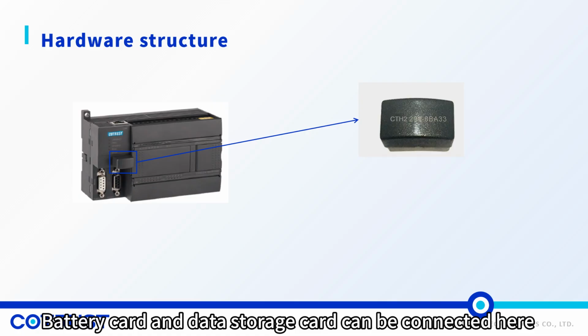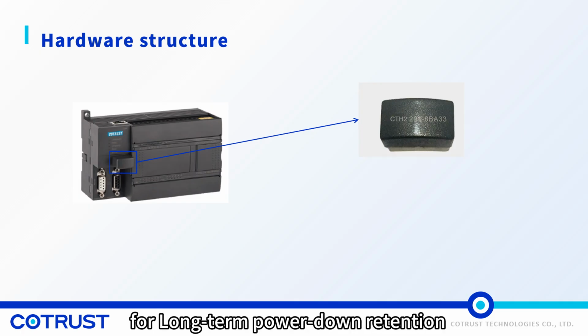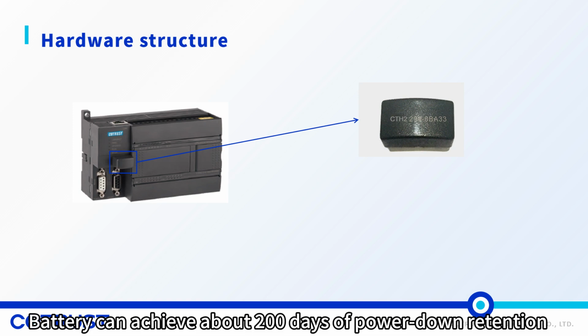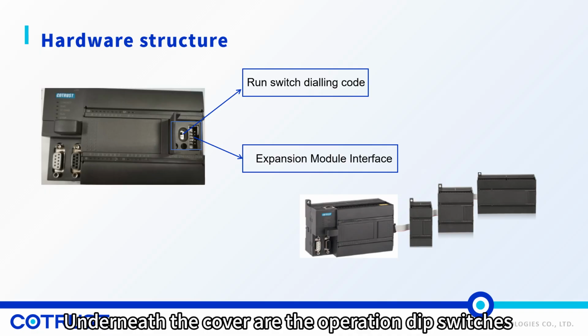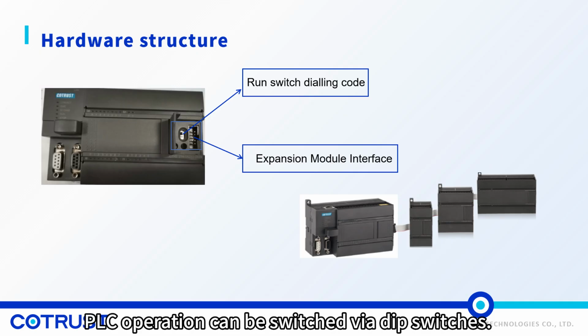Battery card and data storage card can be connected here. When a clock is required for long-term power down retention, you can add batteries. Battery can achieve about 200 days of power down retention. Underneath the cover are the operation dip switches and the expansion module interface. PLC operation can be switched via dip switches.